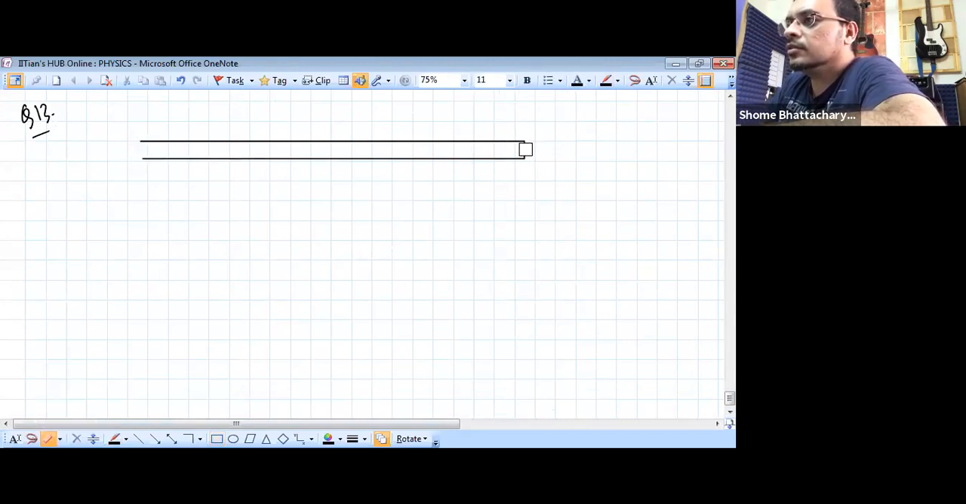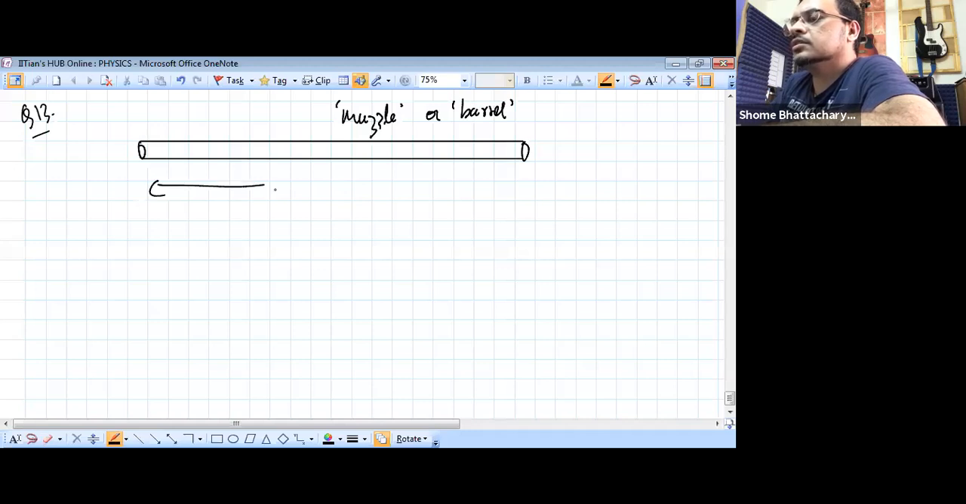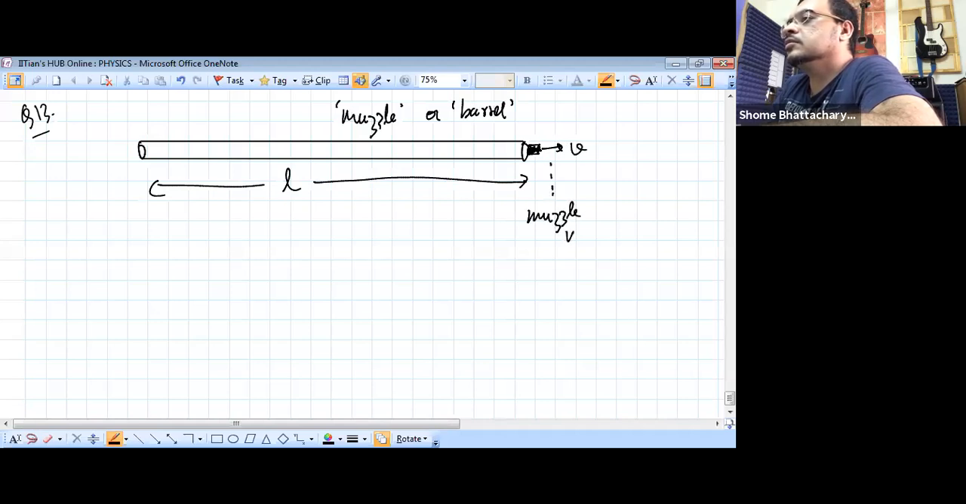But anyway, this barrel or muzzle of the gun is of a length L given to us. And the speed with which the bullet comes out over here is called the muzzle velocity. So this bullet comes out with the speed v, that's the muzzle velocity.